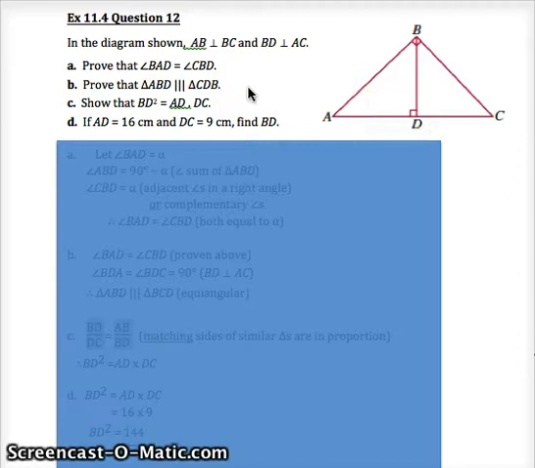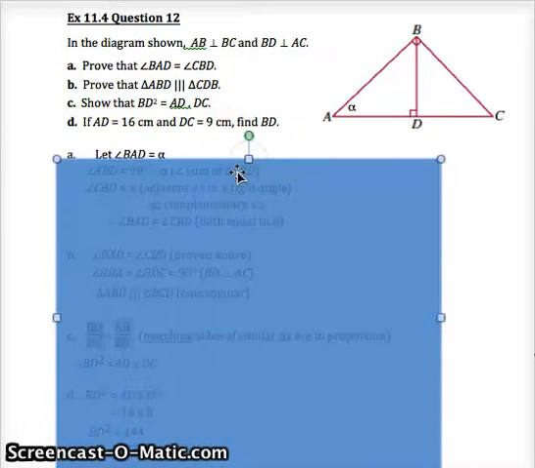In the first part of the question, we have to prove that angle BAD, so this angle here, is equal to angle CBD up there. Now, notice there are no values on any of the angles, so it would be a good idea to let that first angle, so let angle BAD equal alpha. So in your first line of working, you can say let angle BAD equal alpha.